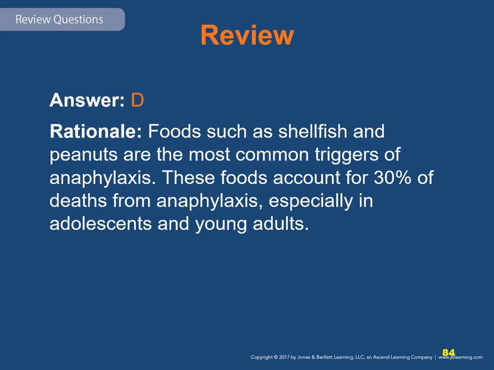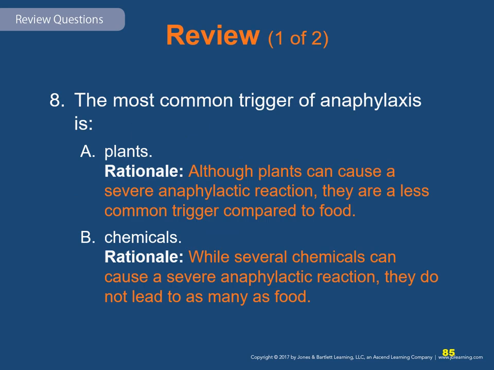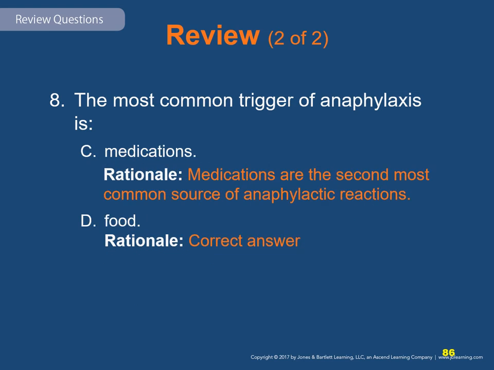Let's look at the incorrect answers. Plants. Although plants can cause a severe anaphylactic reaction, they are a less common trigger compared to food. Chemicals. While several chemicals can cause a severe anaphylactic reaction, they do not lead to as many as food. C, medications. Medications are the second most common source of anaphylactic reactions, but the correct answer is D, food. That's the most common trigger of anaphylaxis.